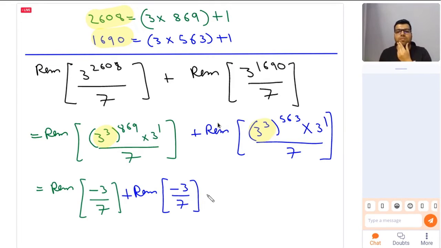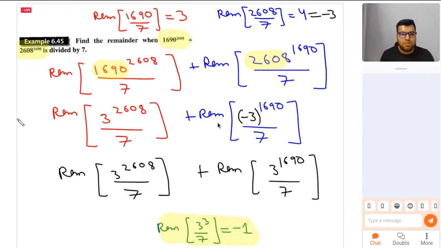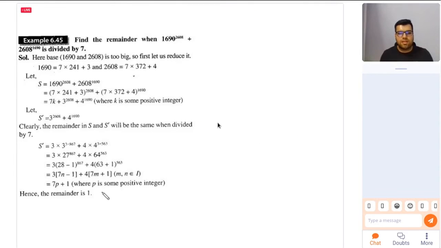So what is the expression coming out? This is minus 3 plus minus 3. So it will become minus 6, but we have to keep the remainder value, actual value between 0 and 7. So we will add 7. So answer becomes 7 minus 6 equal to 1. So answer is 1. So great, we found the answer. The answer is 1. Answer is 1, students. Okay.